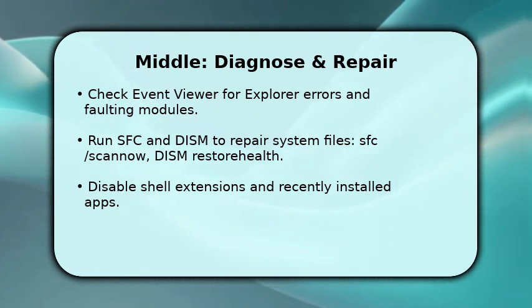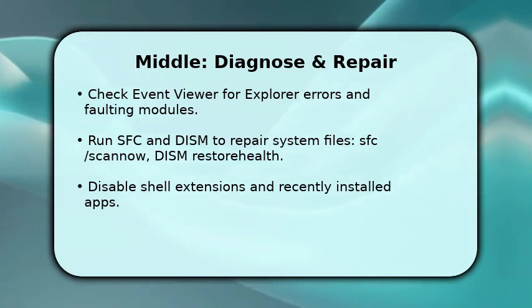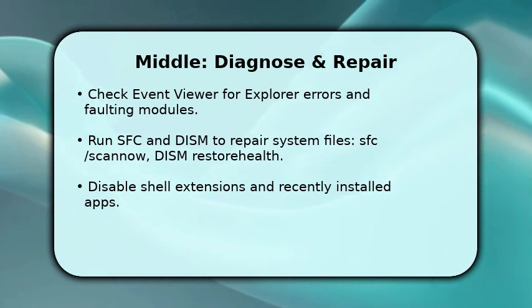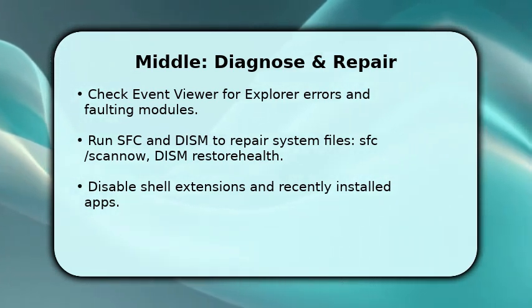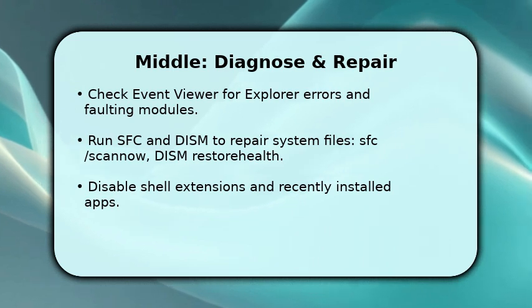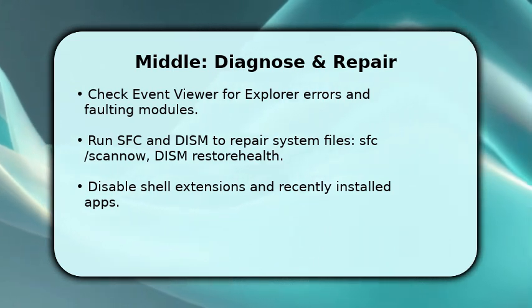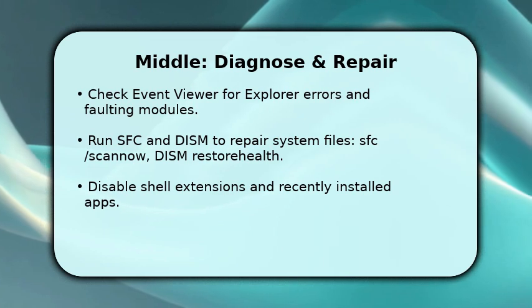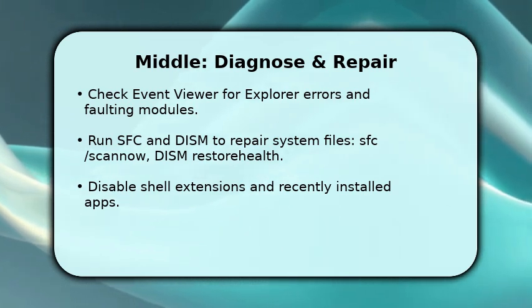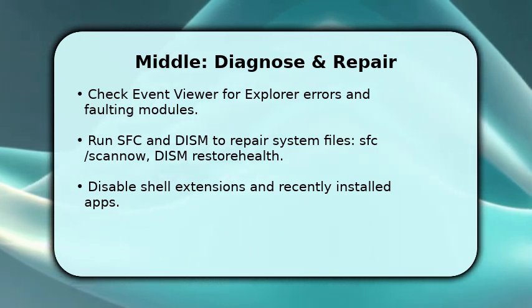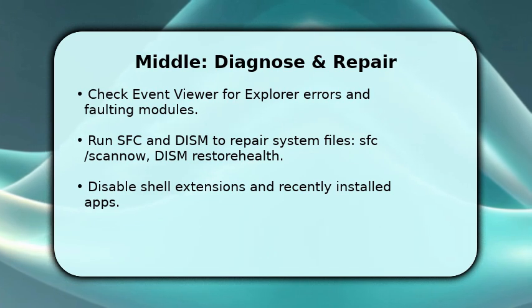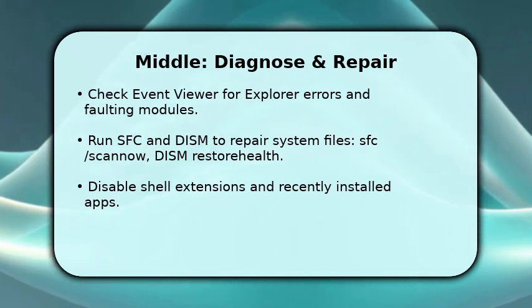Once you have a lead, run system checks. sfc /scannow followed by dism /online /cleanup-image /restorehealth to repair corrupted system files that crash Explorer. After that, disable third-party shell extensions using a shell extension manager and uninstall any recently added apps. These are common culprits. If crashes continue, create a fresh user profile to isolate per-user configuration problems before moving to deeper steps.